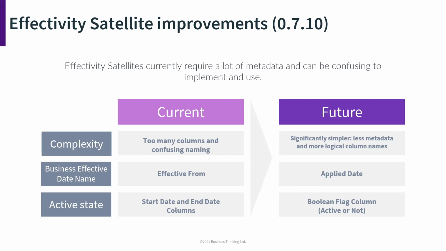The last thing that we want to change, and again, we've had a lot of feedback about this, is having start and end date columns in the effectivity satellite. Now, there are a lot of reasons for this. I won't go into too much detail, but there is a good reason for it. However, we believe it makes a lot more sense just to have one column that's essentially a Boolean flag that says whether it's active or not, rather than having to apply a business rule to look at the start and end dates and work out whether it is active. You just have a flag that says, I am active, I am not active. Again, a lot simpler, reducing the number of columns, reducing the amount of metadata, all around just making it easier to use. So we're really excited about that as well.